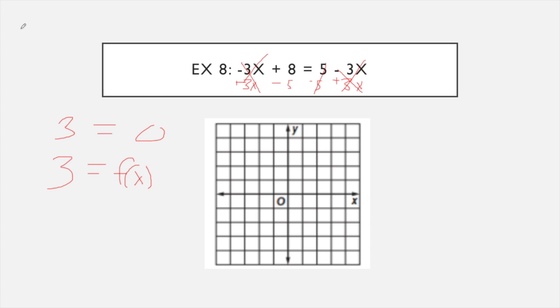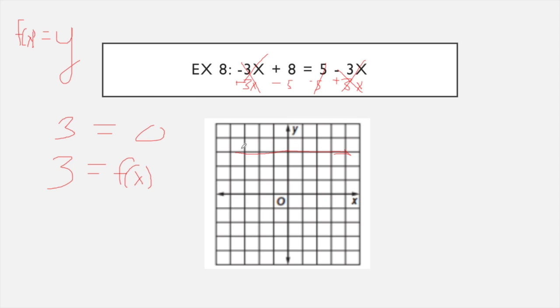Now remember we said f of x means the same thing as y. So we're used to using y a lot. Means the same thing. So y equals 3. What do we know about those kinds of lines? We know they are horizontal. So we go up 1, 2, 3, and then we draw our line, keep it horizontal, and leave it right there on your graph.